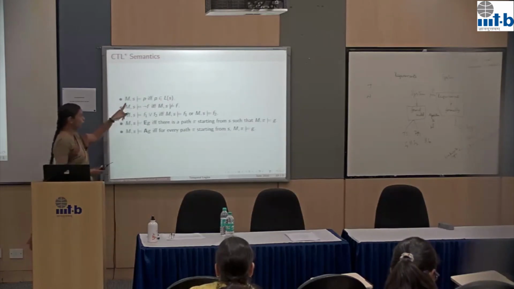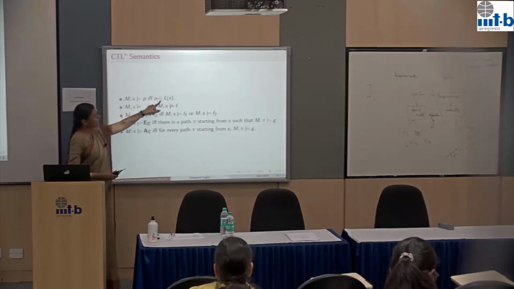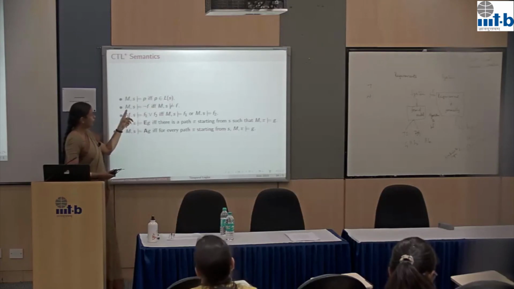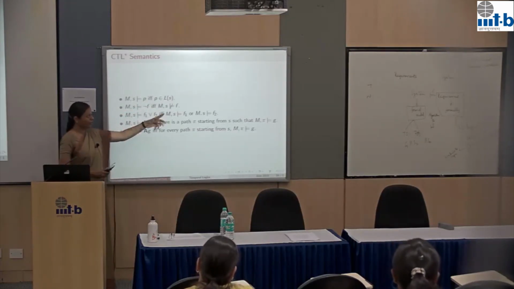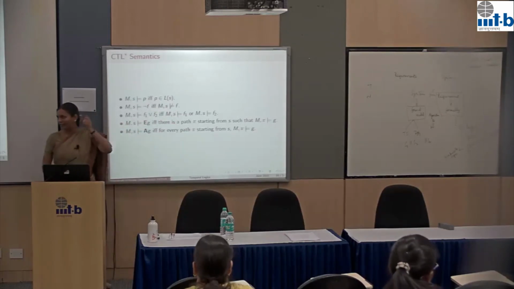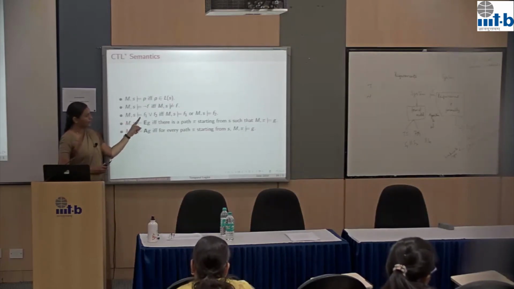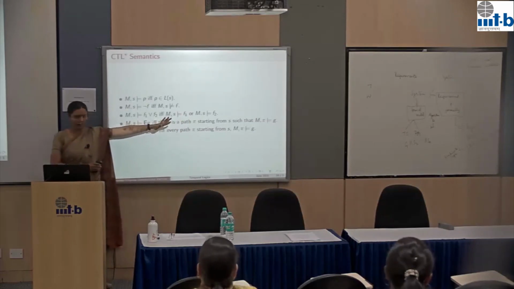So in the model M, at a state S, a proposition P is true if P belongs to the label associated with that state. In the model M, at the state S, negation of a formula is true if F is not true. This is the standard semantics of negation. There is nothing great about it. In the model M, at the state S, F1 or F2 is true if one of them is true. The standard semantics of logical OR.